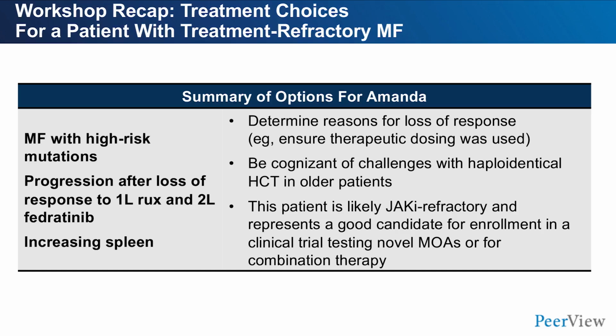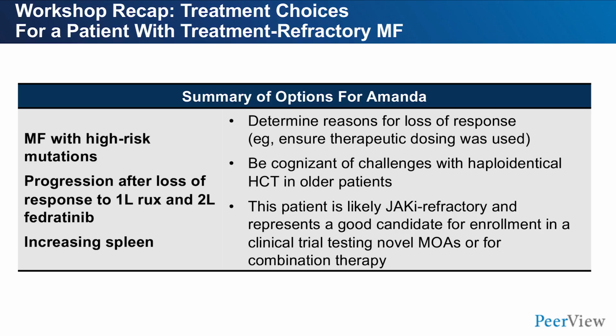Be cognizant of challenges with haploidentical hematopoietic cell transplant in older patients. It's not a panacea. I am a recovering bone marrow transplanter. I think I need a 12-step program. I always think of hematopoietic cell transplant as a very good option, but consider that as we get older, our donors get older, and haploidentical conditioning is a significant thing for people to go through, particularly when they have a lot of bone marrow fibrosis. So ideally, we want to reduce the burden of disease before going to transplant.